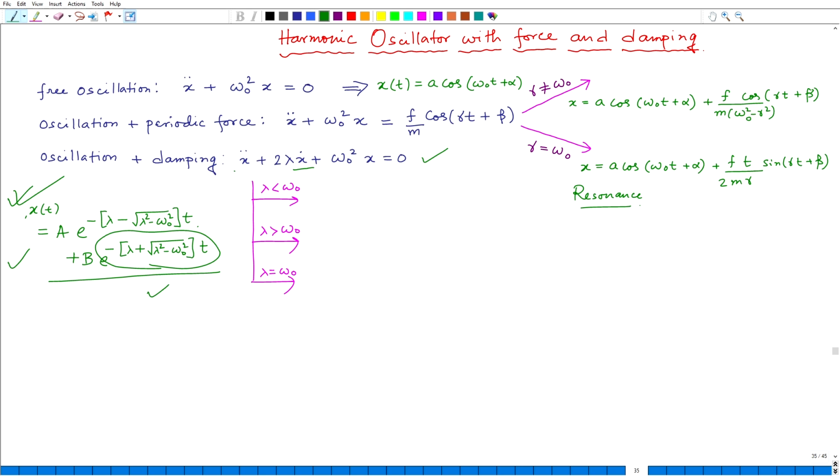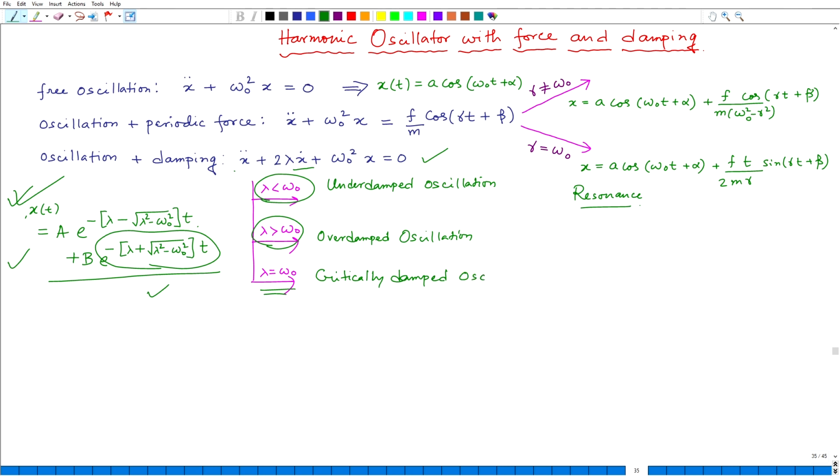You simply have a second order ordinary homogeneous differential equation, but now you have a new term which is x dot, and we said that we can distinguish three cases. Where lambda is less than omega 0, this is the first case, which we call the case of underdamped oscillation. Then the case where lambda is greater than omega 0 is overdamped oscillation, which means the damping coefficient is greater than the natural frequency. But when these two are equal, then we have a critically damped oscillation.